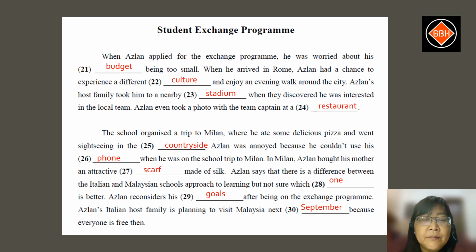Okay, the last one. Aslan reconsiders his goals, 29 is a noun, after being on the exchange program. So next one, the last one, 30, Aslan's Italian host family is planning to visit Malaysia next. So this is maybe next year, next month. So the answer here is next September. And remember, for the word September, it is a proper noun. Remember to spell with a capital S or an uppercase. Okay, so that is the last part. Remember, all the blanks, the answers are nouns.